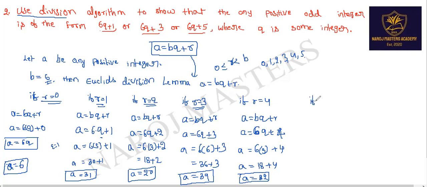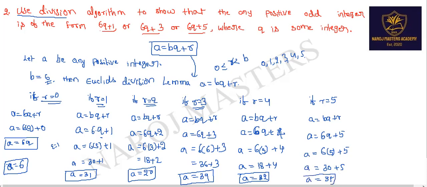Again, if r is equal to 5, a equals bq plus r, and a is equal to 6q plus 5, that equals 6 into, let me take the q value, q is equal to 5. I am taking 5. So again 6 5s are 30 plus 5, that equals 35. So a is equal to 35 here.